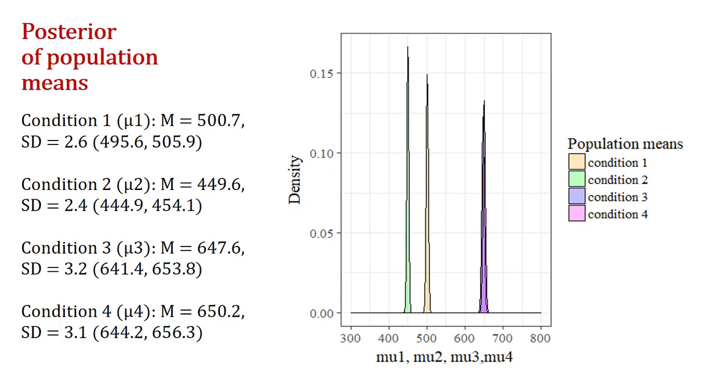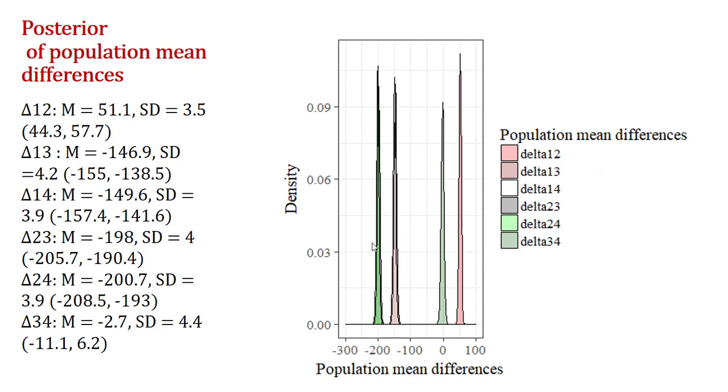And now we've got the deltas. The model has 6 deltas, which are the contrasts between the conditions, so there are 6 contrasts, and here are the posterior distributions of the differences between conditions. So here, for example, condition 1 versus condition 2 has a mean of 50. So it's this one, delta 1, 2, this distribution. Condition 1 versus condition 3 has a mean of minus 146.9, so it is this distribution, that's the color, delta 1, 3. And delta 1, 4 we cannot see because it overlaps with delta 1, 3.